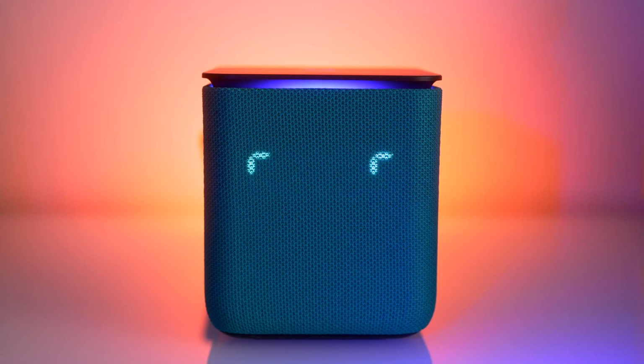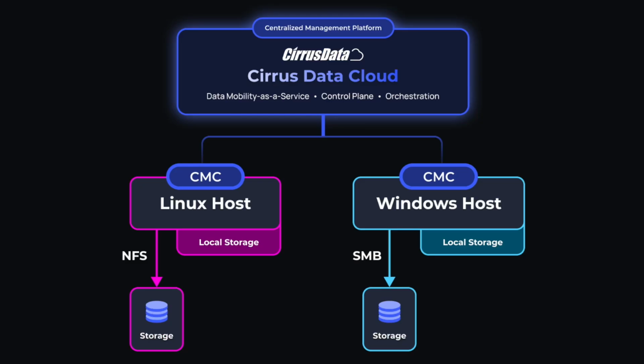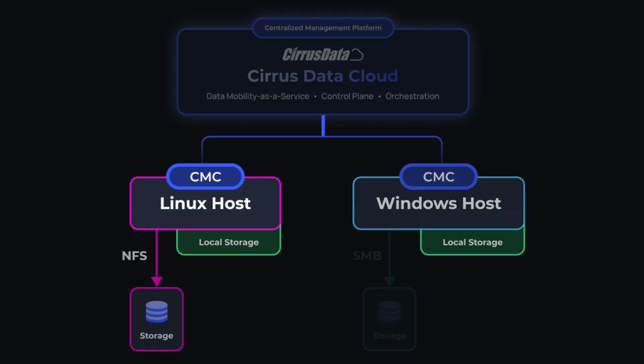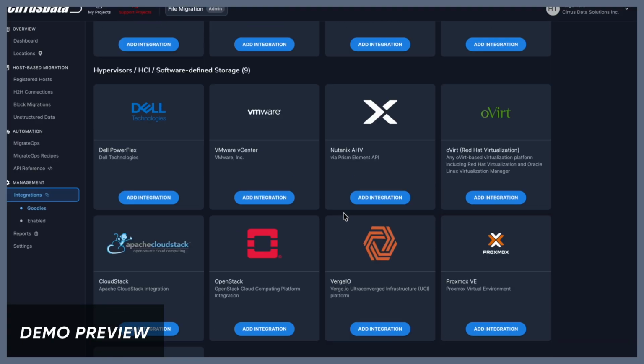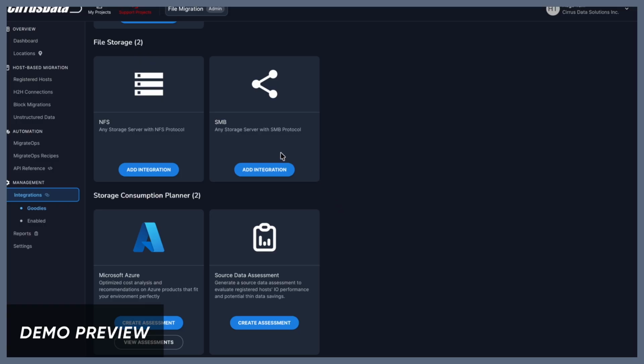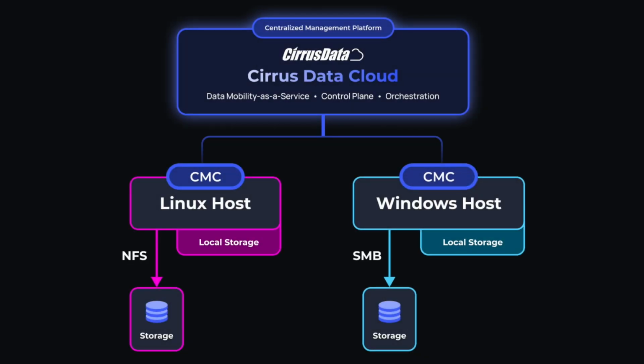Remember, file migration shares the core platform with block migration. All these access controls, alerting, reporting, project management, APIs, agentic AI collaboration, deployment process, troubleshooting process, all these enterprise features automatically apply to unstructured data as well. Cirrus Data Cloud works with any storage your host can reach. That includes local file systems, NFS on Linux hosts, and SMB shares on Windows hosts. Our storage integrations can assist you in connecting your hosts to your network shares, but you can also connect and mount the file systems yourself, and CMC will still work the same way since it is automatically protocol aware.